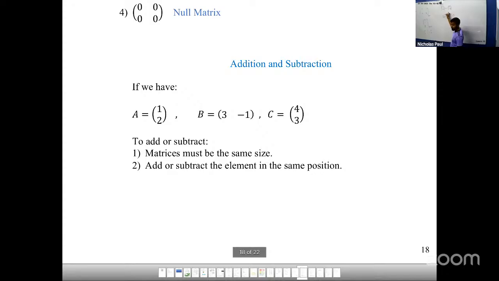So for example, can we add these here? No. Can we add these? Yes. So if I add matrix A and C, I will get 1 plus 4, that's 5. 2 plus 3, that's 5. Good. This one here cannot be added because they are not the same size. So because they are not the same, we can't add. They only add the same element in the same position.